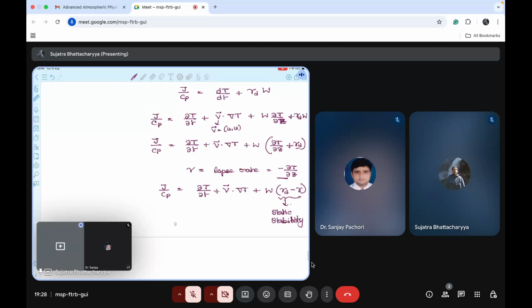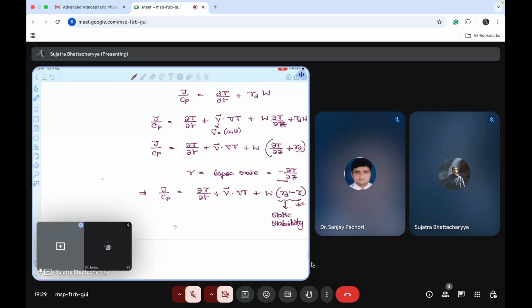Why is it called static stability? Because this difference between gamma d and gamma will guide whether the air parcel will move due to its buoyancy or whether it will settle down. So this is a perfectly thermodynamical quantity, and this is therefore called the thermodynamic energy equation. This is one of the ways. Now, there are many modifications of this thermodynamic energy equation, and there is another way of deriving it, so we will see that.